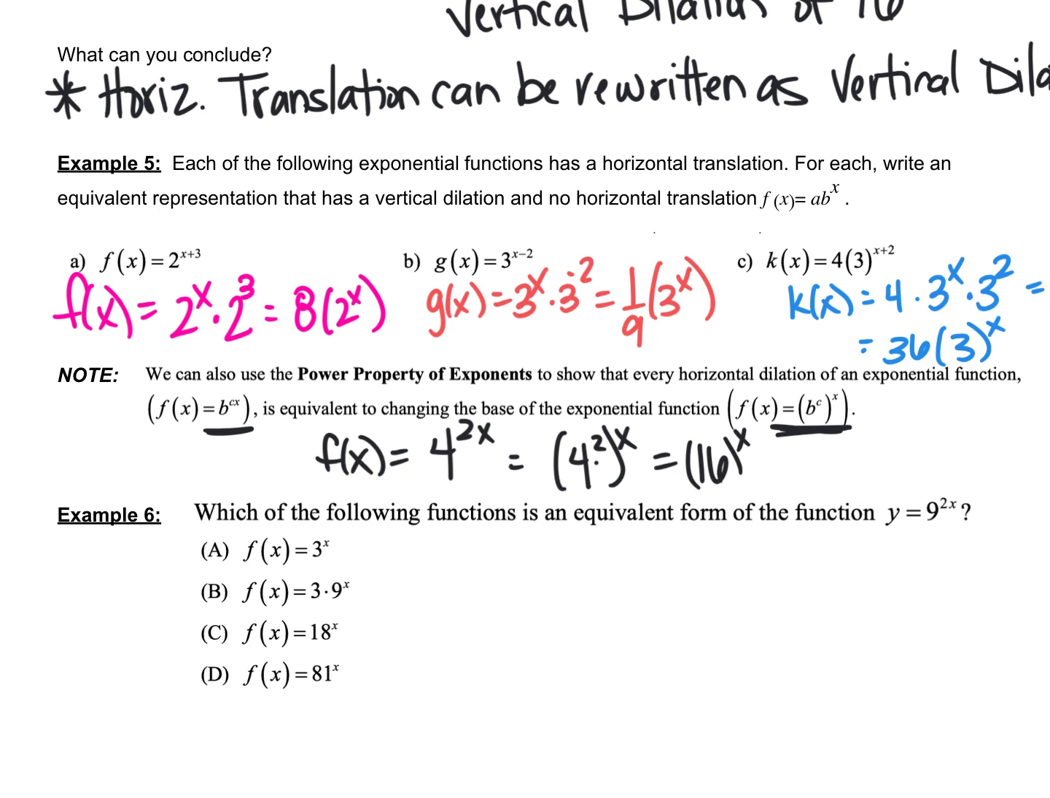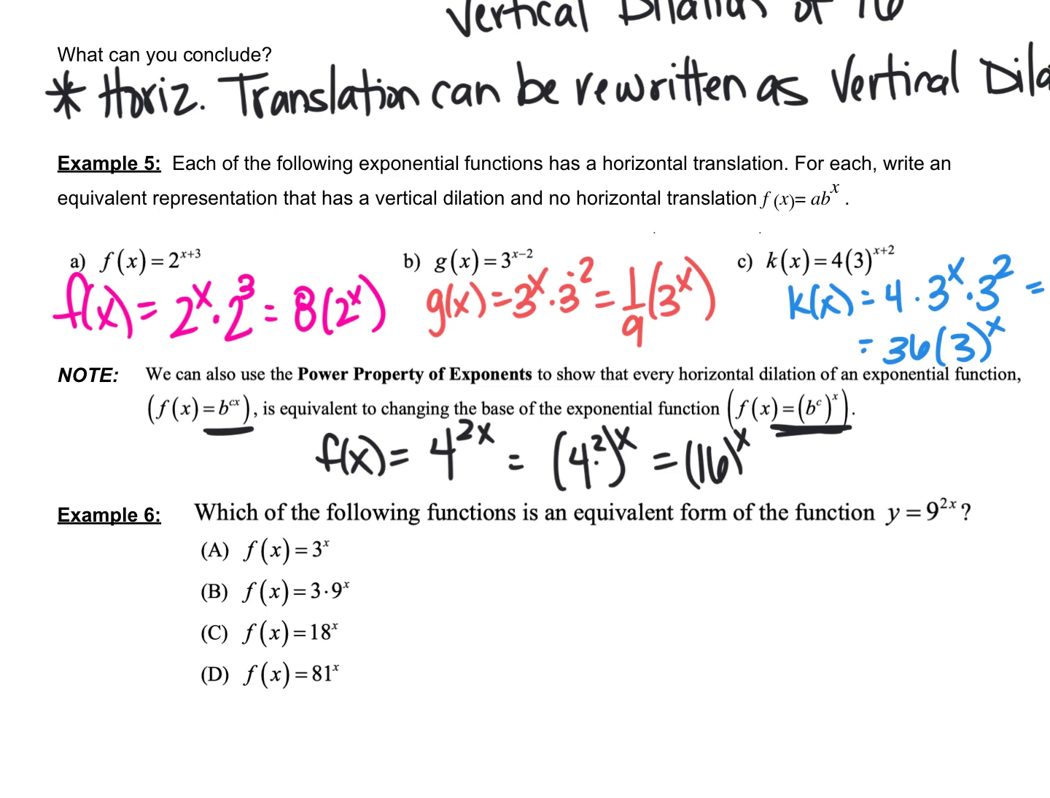So let's take a look at example 6. This is what I expect on the AP exam, the kind of questions I expect. Which of the following functions is an equivalent form of the function y equals 9 to the 2x? If I'm looking at my options here, I've got 3 to the x, which I don't think I have going on there. I have 3 times 9 to the x, I have 18 to the x, and I have 81 to the x.